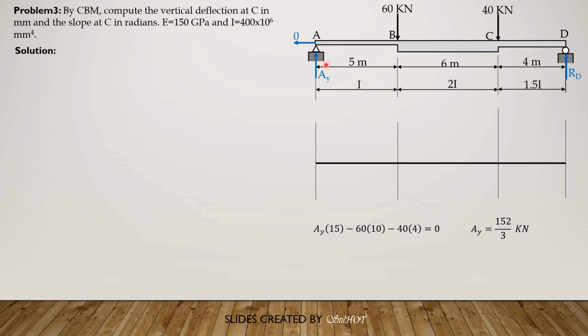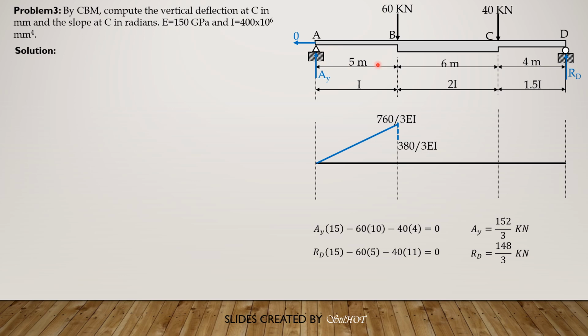Likewise, summation of moment about A equals 0, counterclockwise positive. RD times 15 minus 60 times 5 minus 40 times 11 equals 0. So R sub D is 148 over 3 kilonewtons upward. Because we make C our moment center, AY 152 over 3 times 5 over EI is 760 over 3 EI, just to the left of B. Now, just to the right of B, the moment of inertia is 2I. Then we divide 760 over 3 by 2. So it becomes 380 over 3 EI.